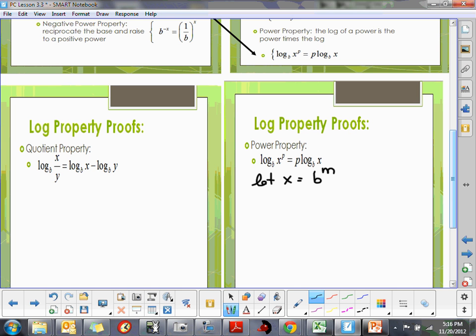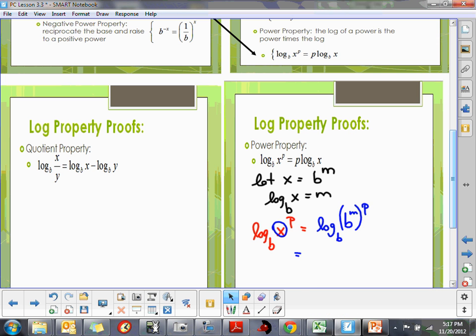So that means we can rewrite this using an equivalent logarithm statement as log base b of x equals m. But we want to prove that the log base b of x raised to the p is equivalent to p times the log base b of x. So the first thing I'm going to do is make the substitution. What is x equivalent to? Well, based on our let statement, x is equal to b to the m, and then we want to take that and raise it to the power of p.